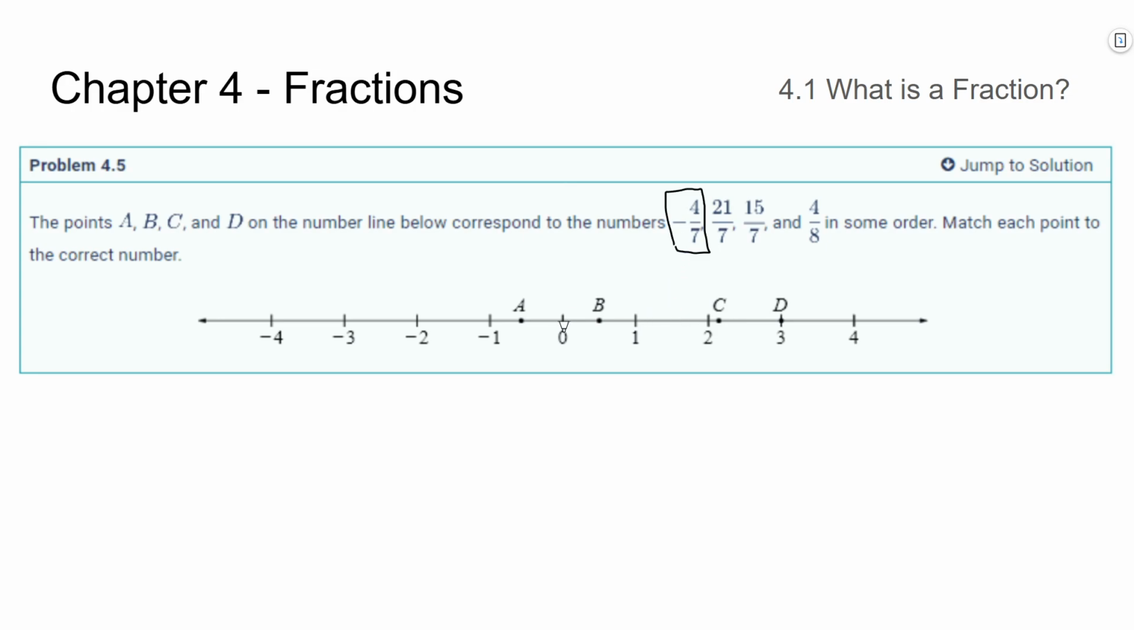And it's negative. So we know that here's the 0. So we know the only one that can be left of 0 is the only negative. So this one has to be negative 4 over 7, or negative 4/7. And does this make sense? So this is between 0 and negative 1. Does that make sense? Well, numerator is smaller than the denominator. So it does make sense, because negative 7 over 7 would be negative 1, and this is to the right of that.